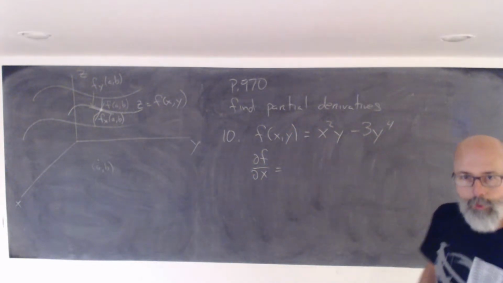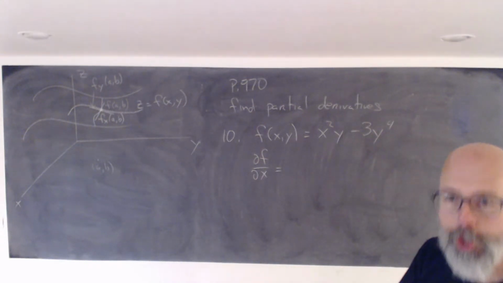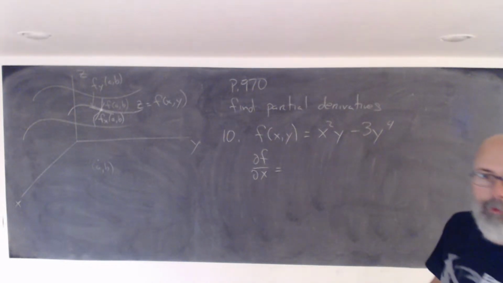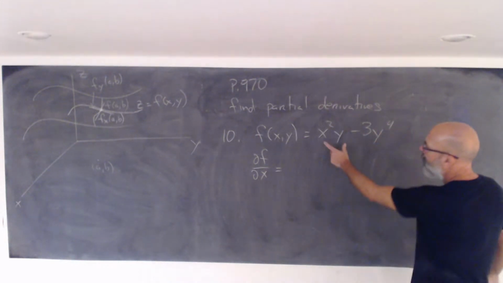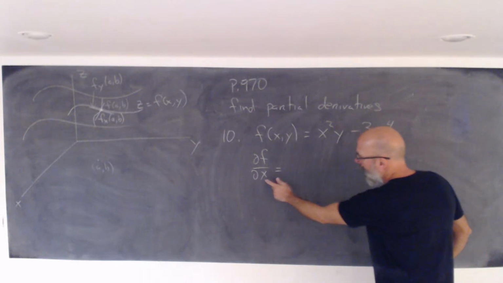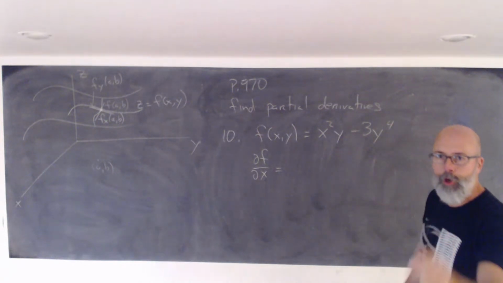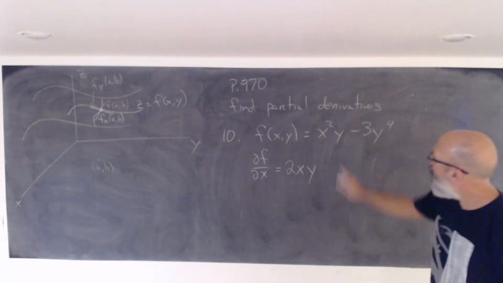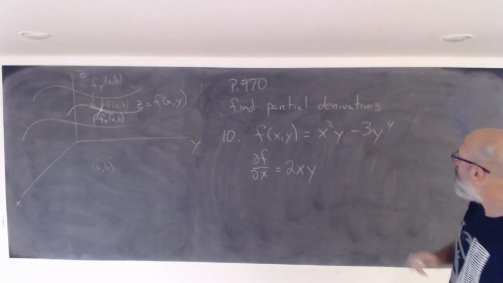And of course, all the rules of differentiation extend immediately. Product rule, quotient rule, chain rule. The derivative of a sum is the sum of the derivatives, and so on and so on. So here, if we're looking at the first part, this is x squared times y. We're differentiating with respect to x, so y is kept constant. The derivative of x squared you know to be 2x. So the derivative with respect to x of this part is 2xy.